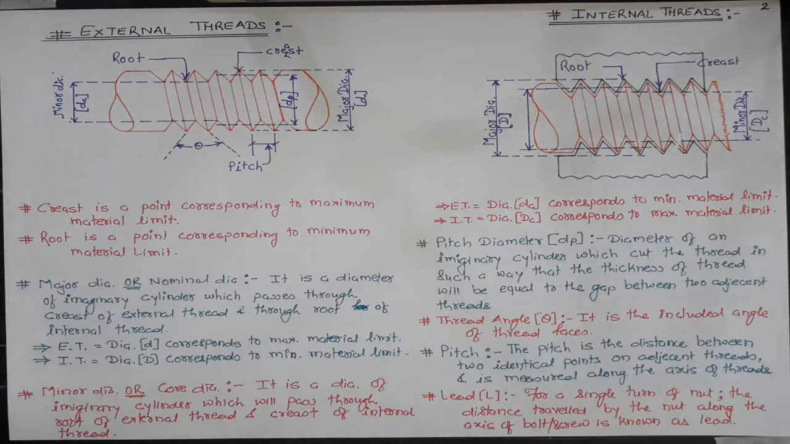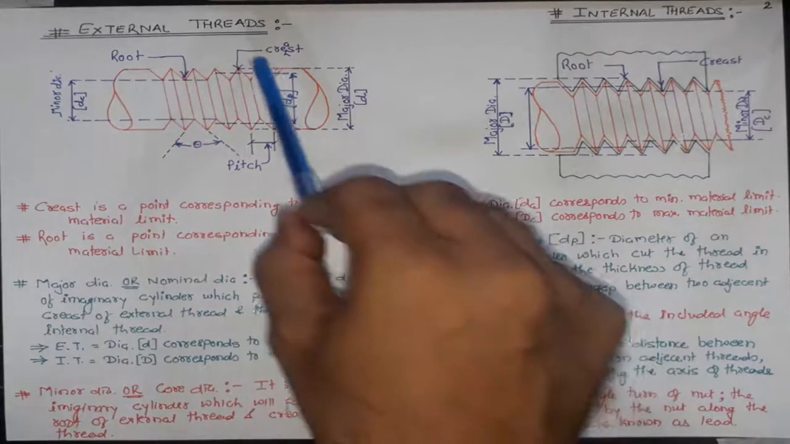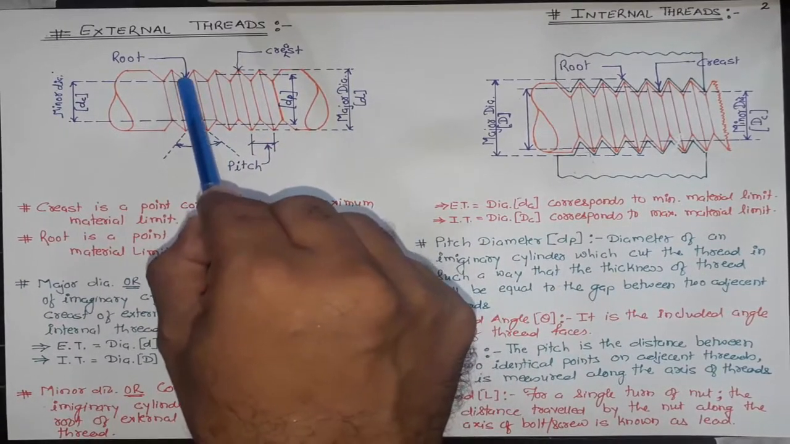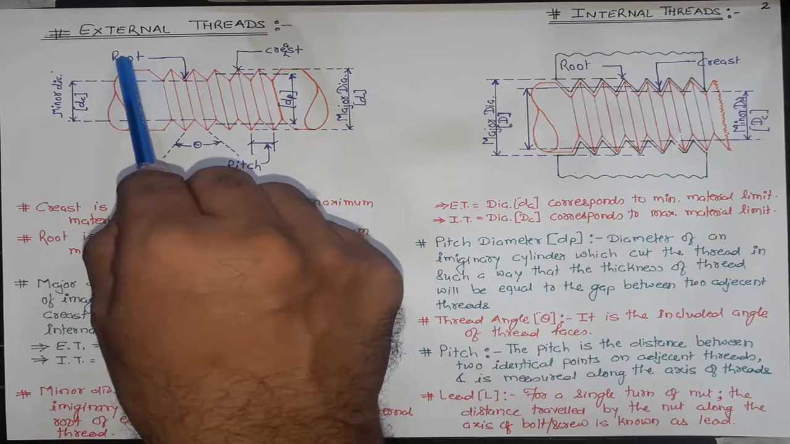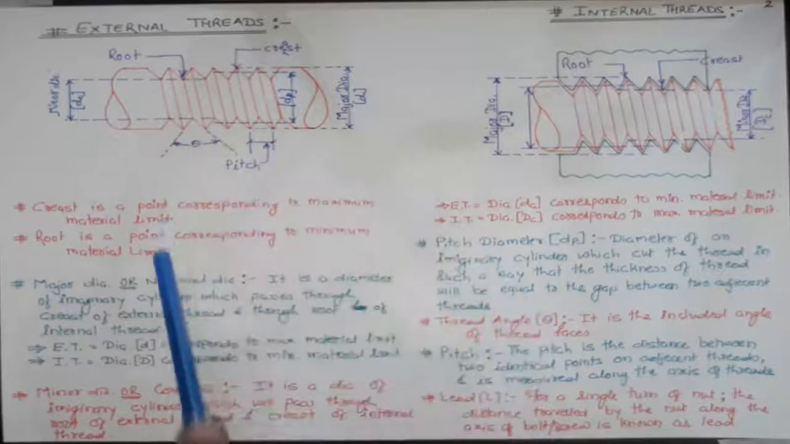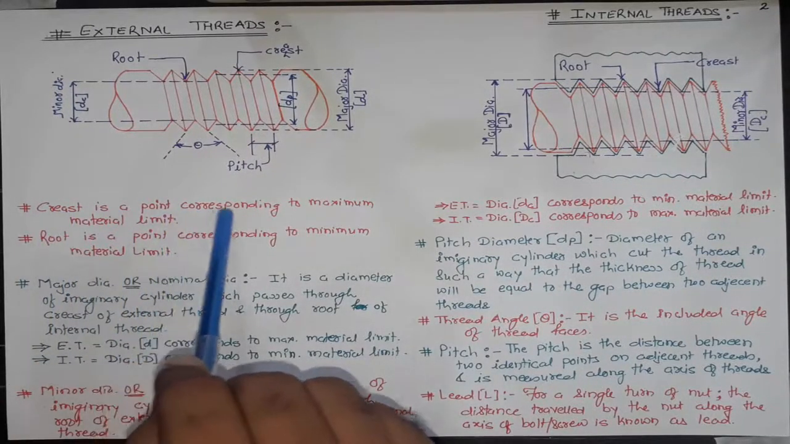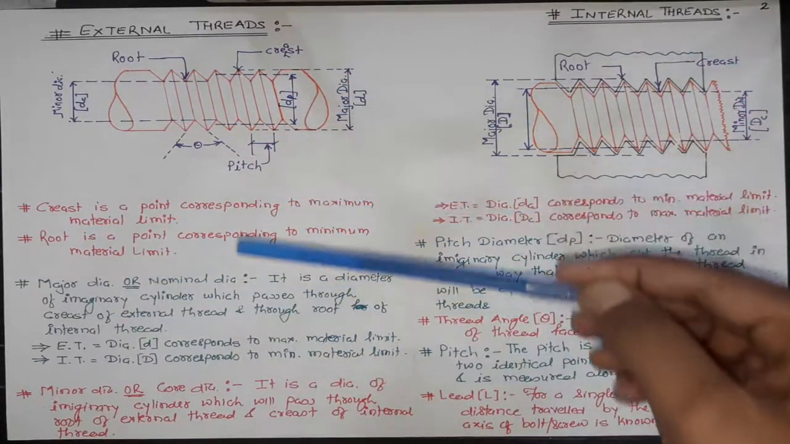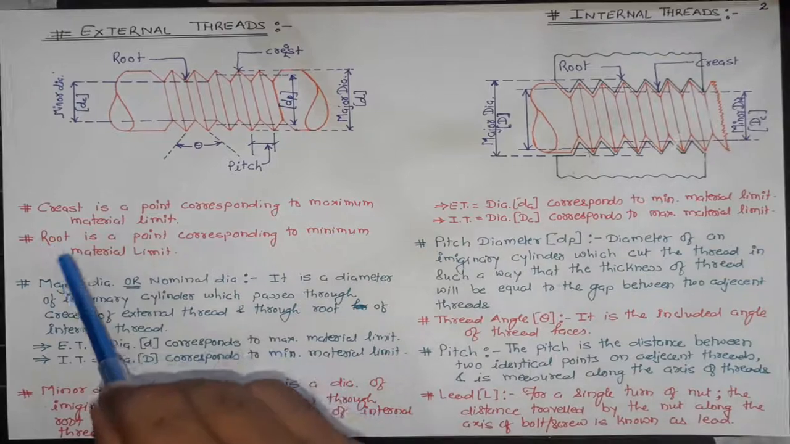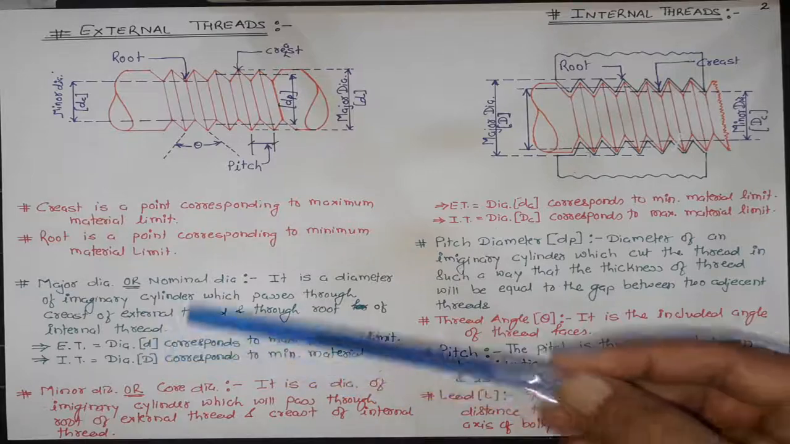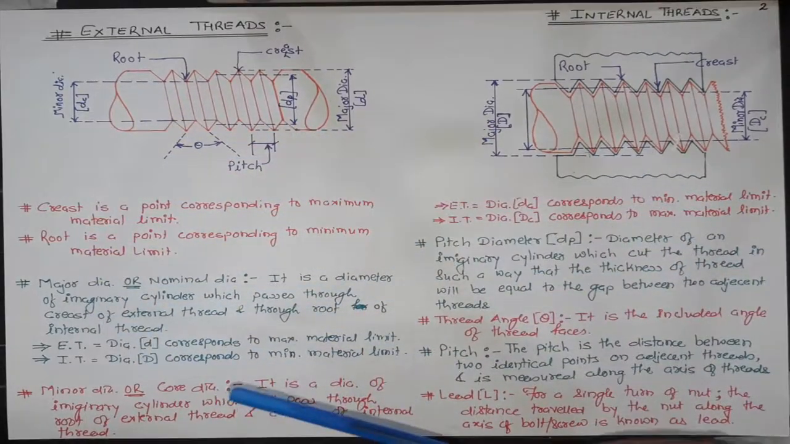Now let's be familiar with the threading of the bolt. Let us first be familiar with the external thread. This point, the innermost point of the thread, is known as the root. The outermost point of a thread is known as the crest. In other words, the crest is a point corresponding to the maximum material limit. Here we will get the maximum material cross-sectional area, whereas the root is a point corresponding to the minimum material limit. This root will have the minimum cross-sectional area.